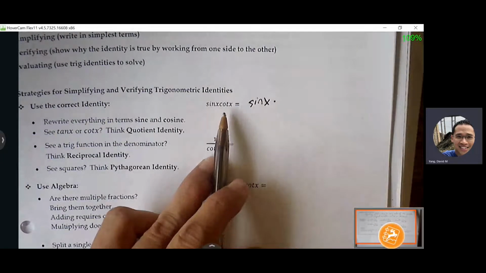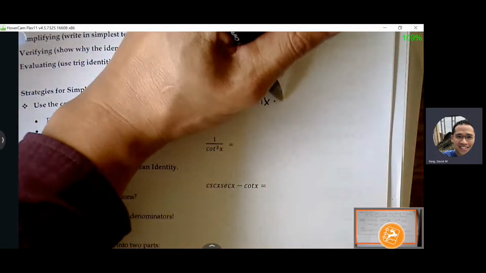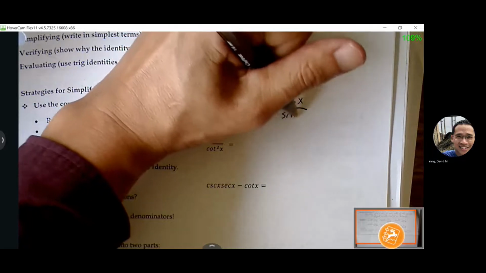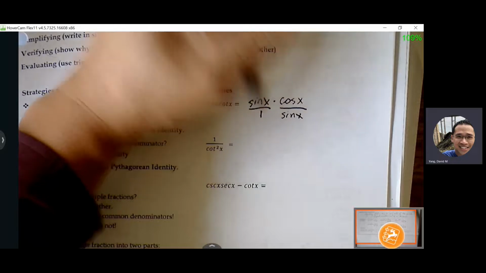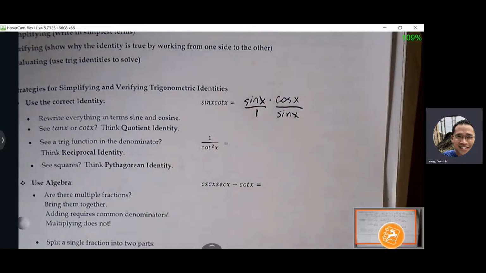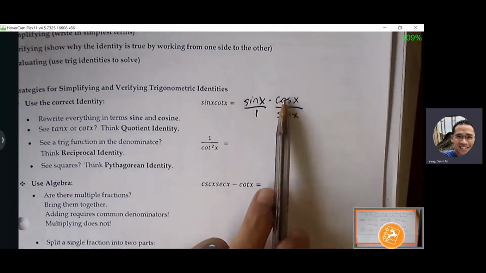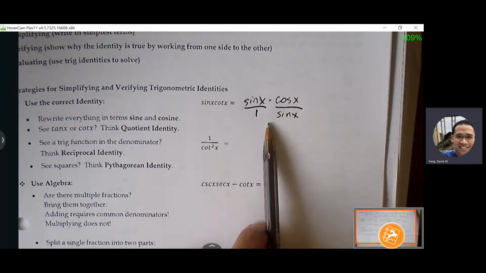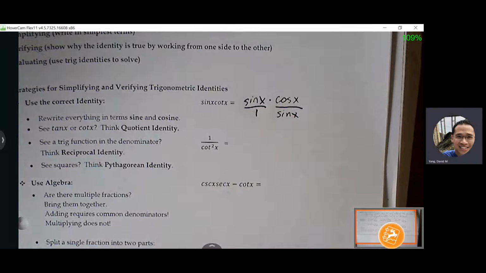Okay, so I'm going to replace cotangent as cosine over sine. If it helps, you may want to put a 1 underneath sine, just so you can match all the parts here. We got sine of x over 1 times cosine of x over sine of x. What do you see here? Anything that we can do to reduce this?